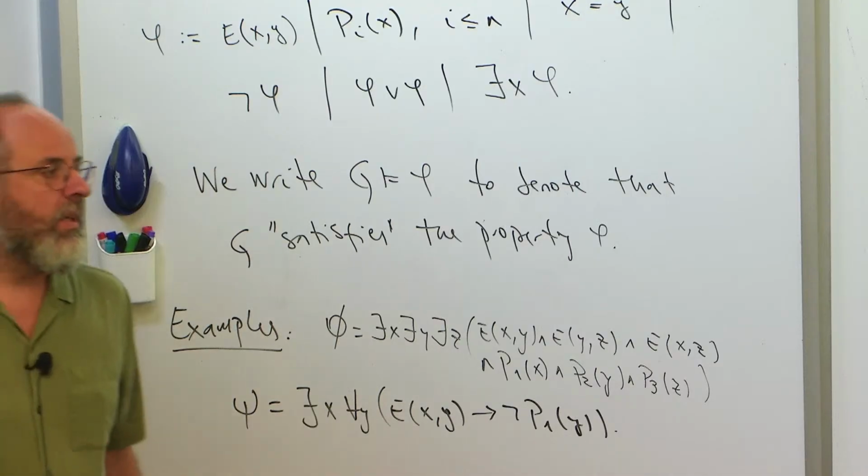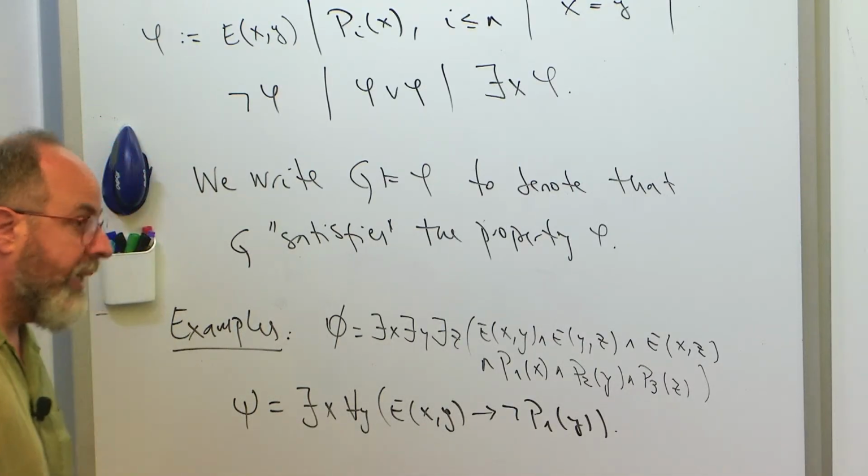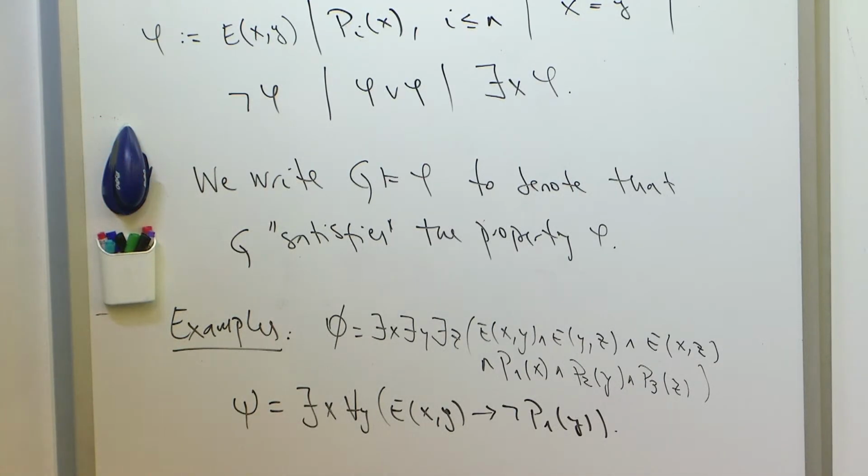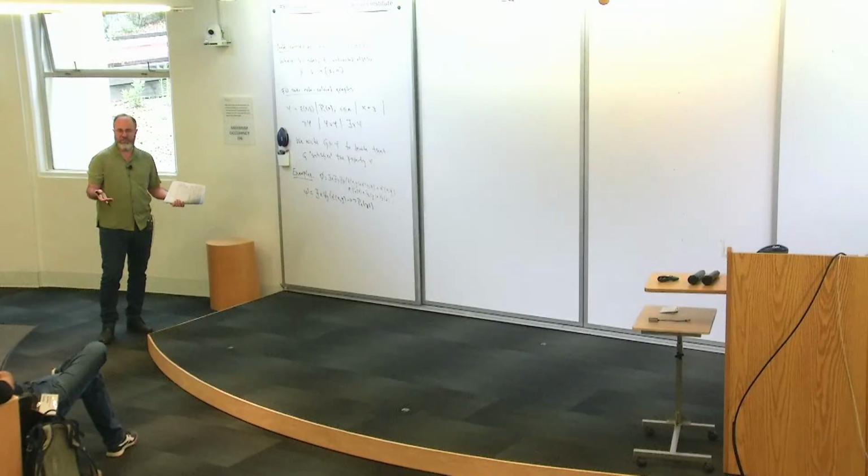We cannot quantify our colors. Colors are given to us. So we can define properties in terms of colors. We can only quantify over the nodes of the graph. And this is why this is first-order logic instead of second-order logic, let's say, in which you could say there exists a color relation that satisfies something.